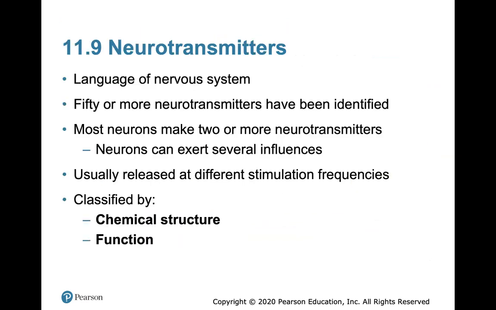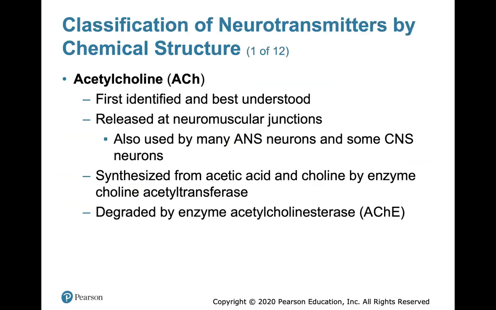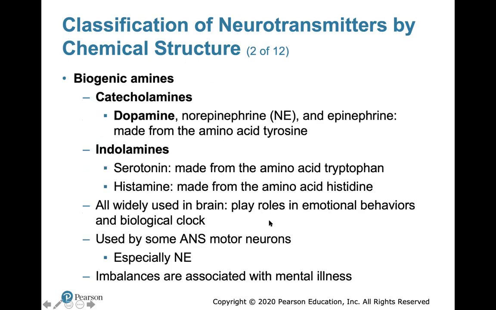Neurotransmitters are just the language of the nervous system. You have 50 or more different types of neurotransmitters. They can be classified by chemical structure, and they're also classified by their function. Acetylcholine is one of the most common ones. It was first identified and it's the best understood. It's the neurotransmitter that is released at the neuromuscular junction, and it's degraded by the enzyme acetylcholinesterase.